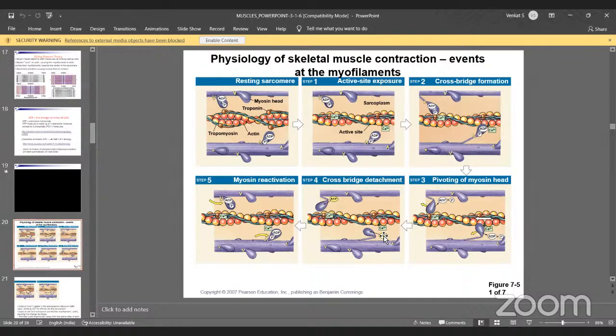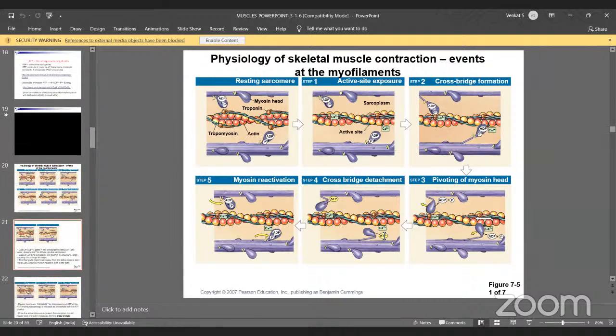Then the third image, the pivoting of myosin heads. The pivoting of myosin heads communicates the energy to the sarcoplasm and sarcomere. Step 4, cross bridge detachment, like that, with the particular movements. Calcium ions and adenosine triphosphate are released to give energy. Then the fifth one, the myosin reactivation, and the muscle contraction will be a resting period.